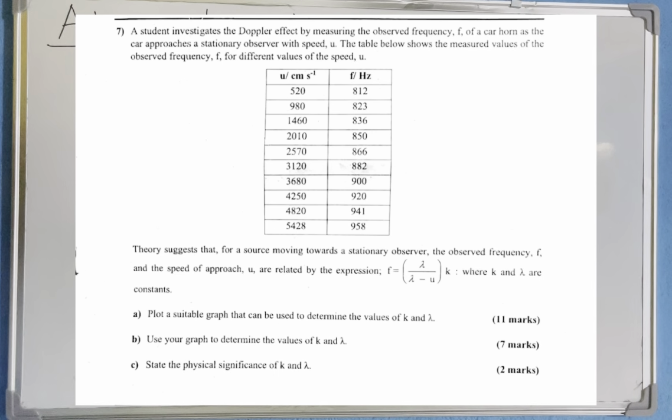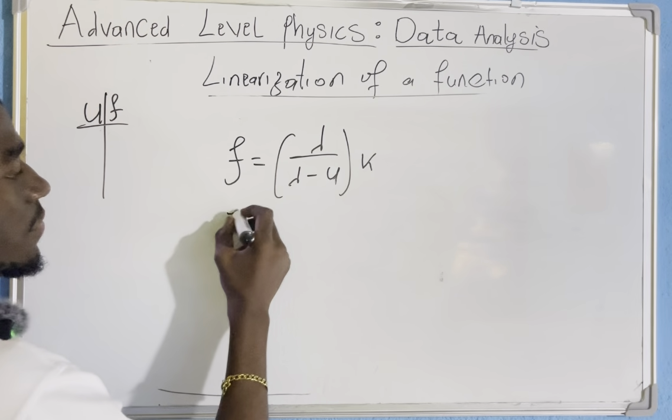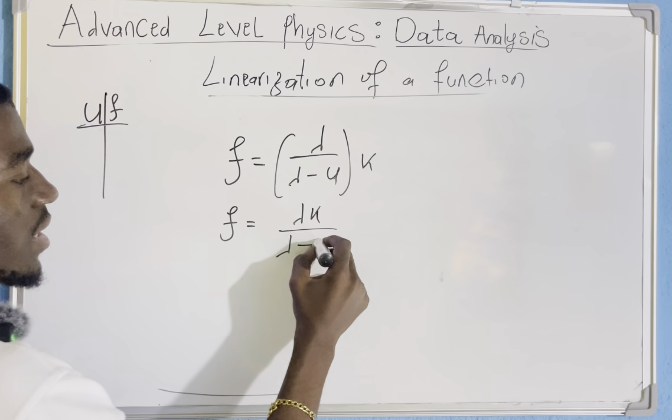You come and take the correction. Now, from this, I already know that f and u are my variables. K and lambda are constants to be determined. So the first thing to do here, I will have f equals lambda k all over lambda minus u.